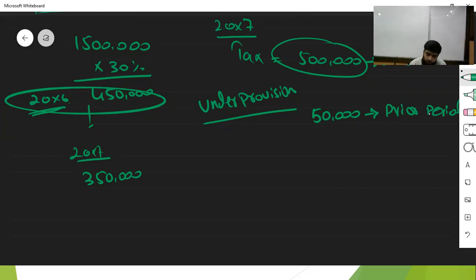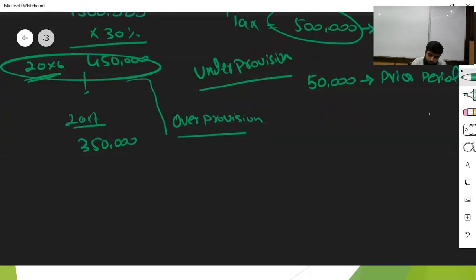Now for this year, this situation will be considered as over provision. What does over provision mean? It means you have over recorded the tax expense. Now for this year in 20x7, how are we going to adjust this? We will reduce the tax expense by 100,000 in 20x7. The tax of a previous year, but adjusted in the current year, will reduce the tax expense in 20x7. So that is the basic concept of the prior period tax.